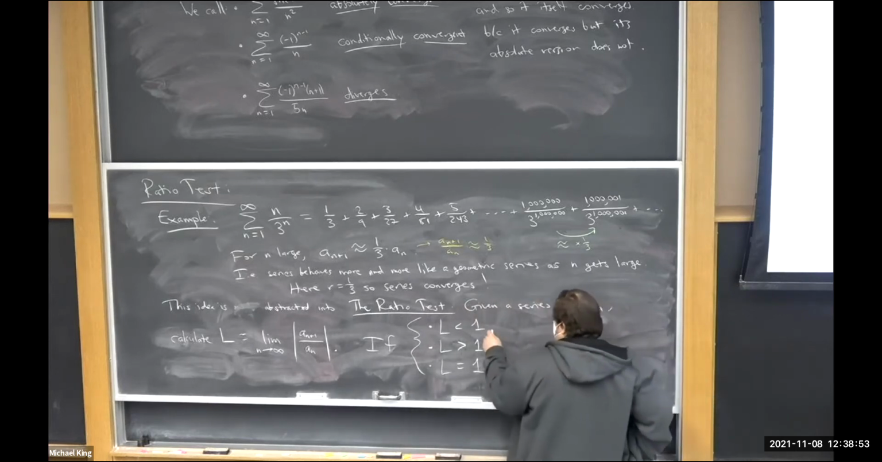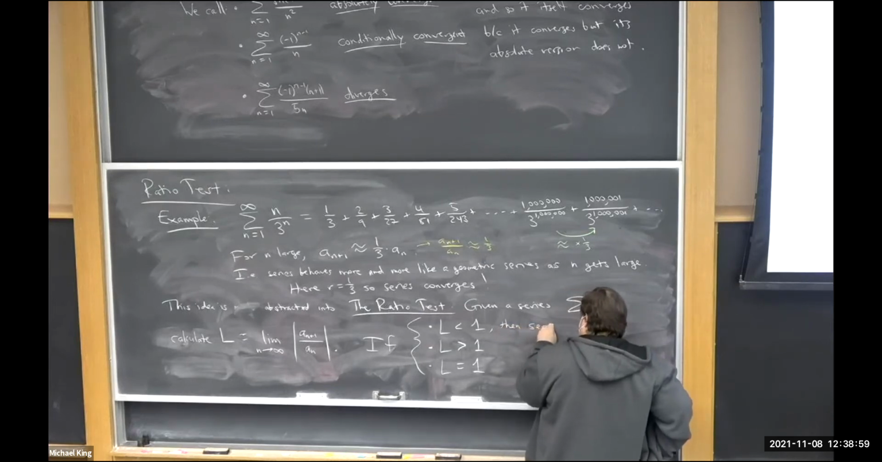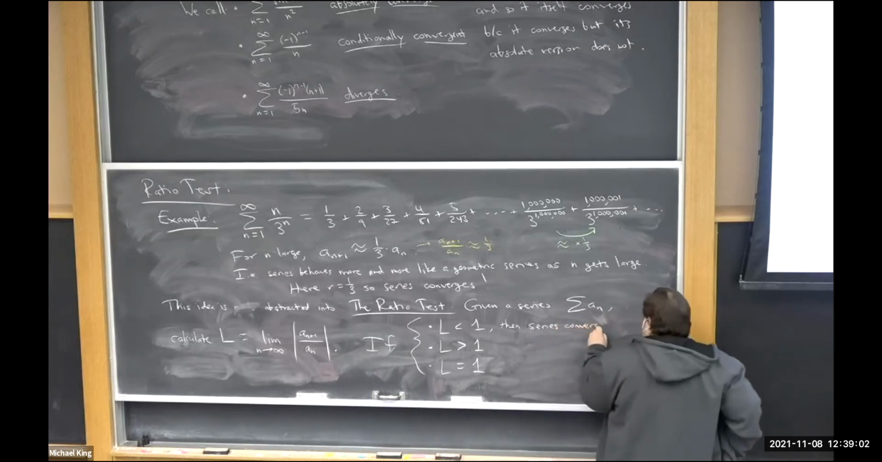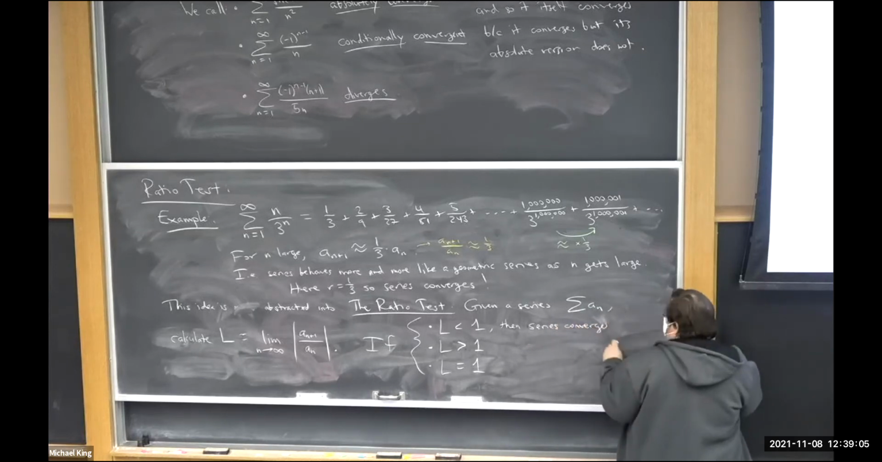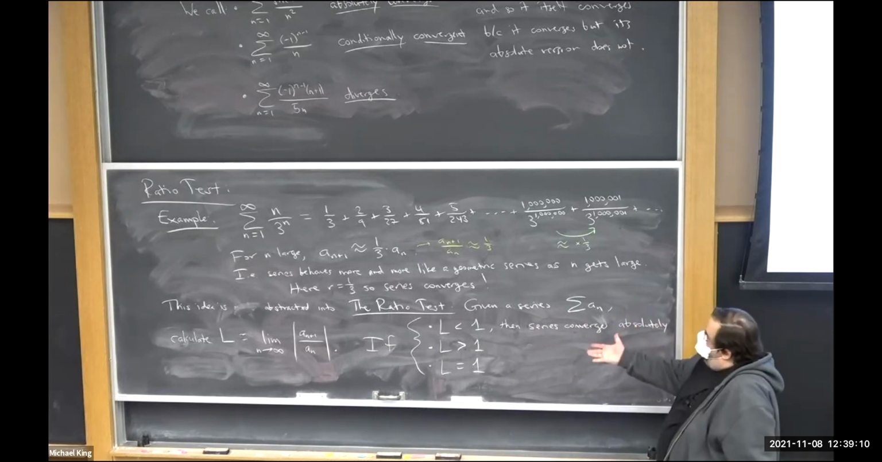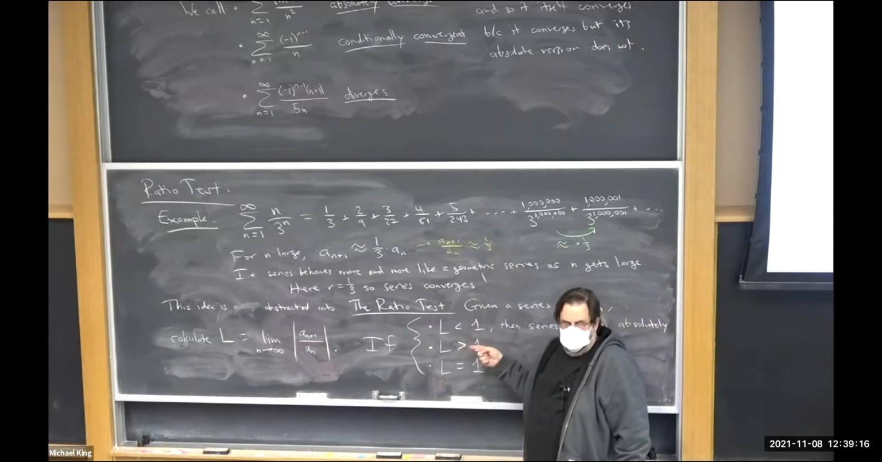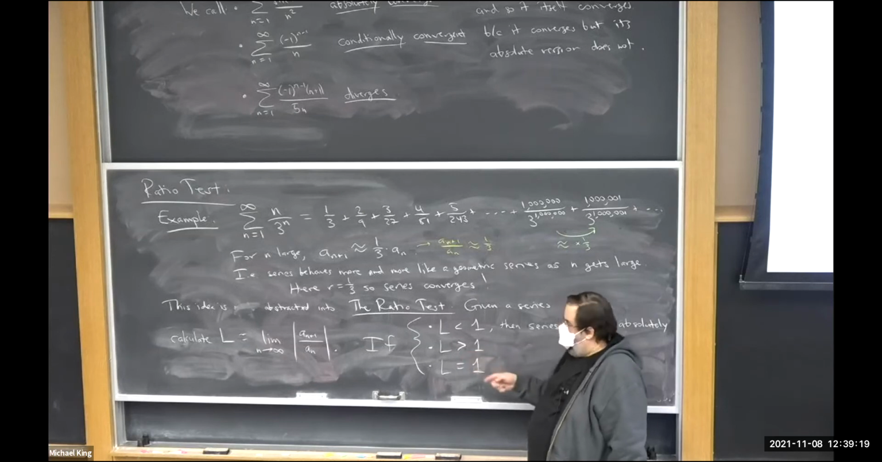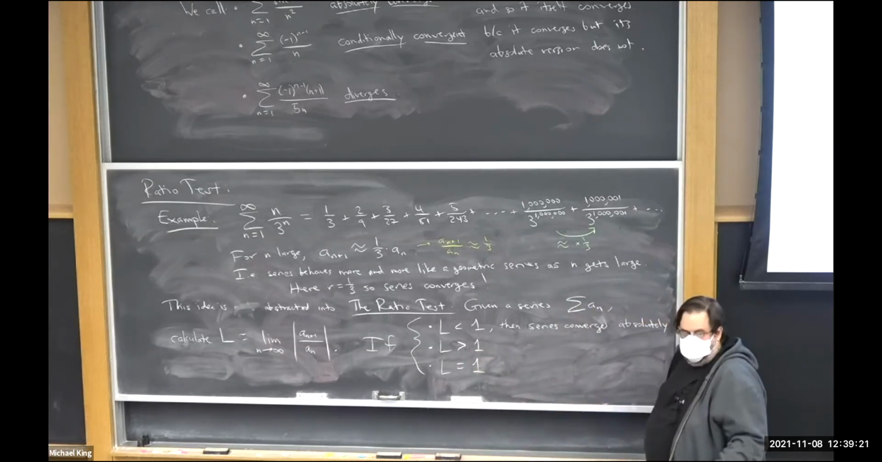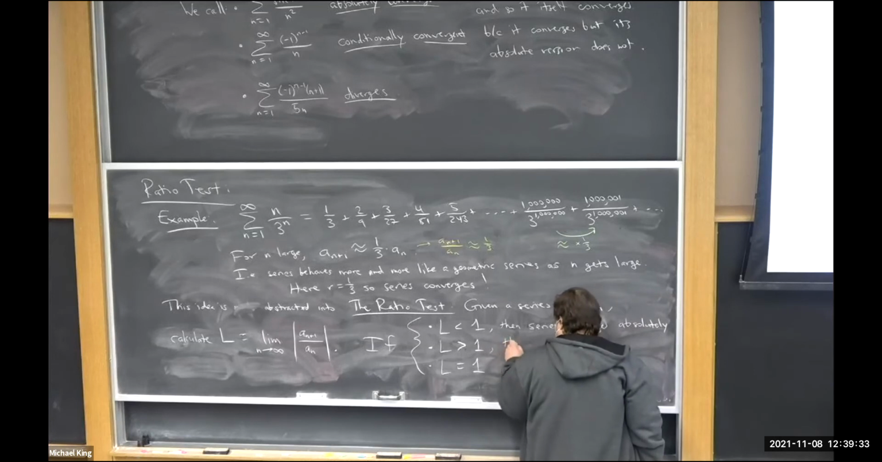So if L is less than 1, then the series converges absolutely. It's basically because we got a number less than 1, like here we got 1/3. So it's like a geometric series with r less than 1. But if L is greater than 1, then it's like a geometric series with r greater than 1. What do those series do? Geometric with r greater than 1 diverge, right? And the series diverges.